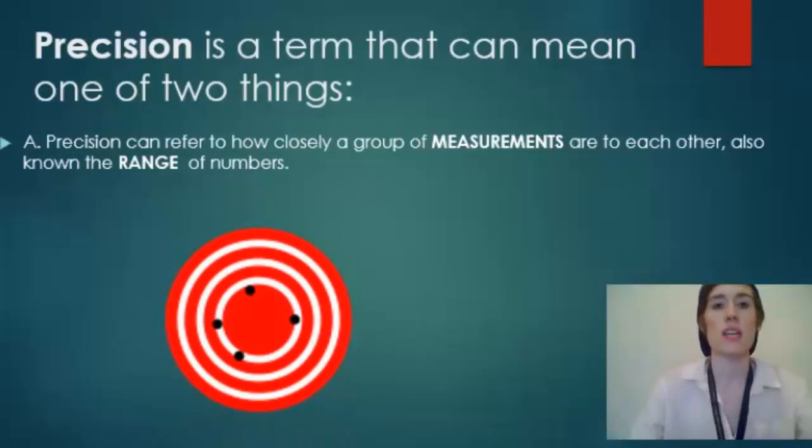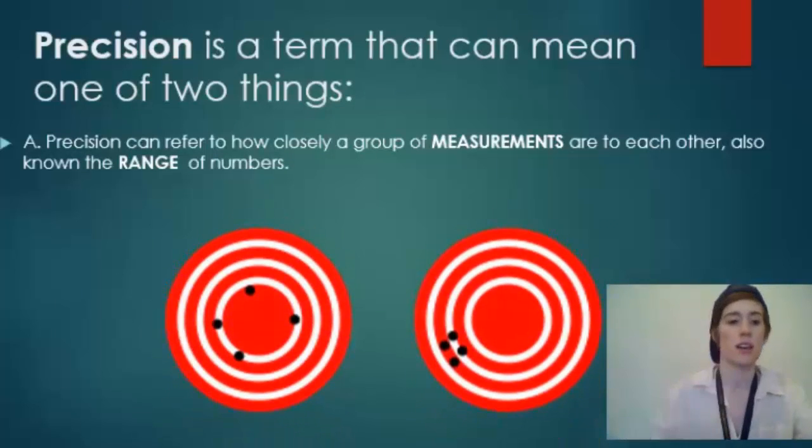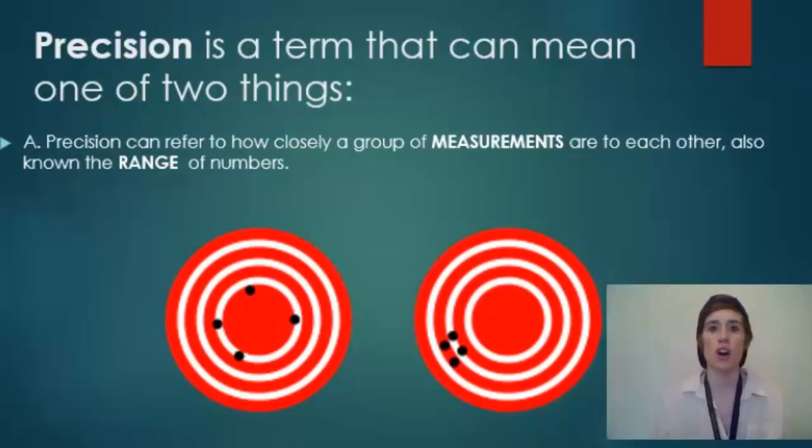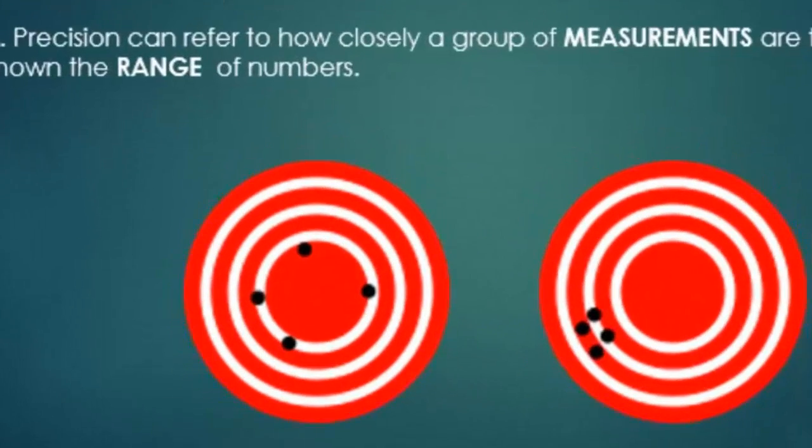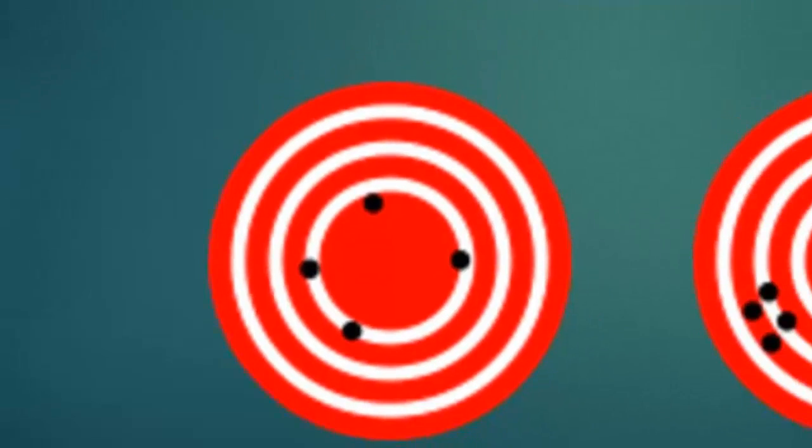So let's look at the 2 dartboards again. Oh, it's a bullseye. That's what it's called. Let's look at the left bullseye. The dots, even though they're accurate, they're in the middle, are they all closely arranged together? They're not. They're all separate. So we say that the person who was throwing whatever at the bullseye was not precise.